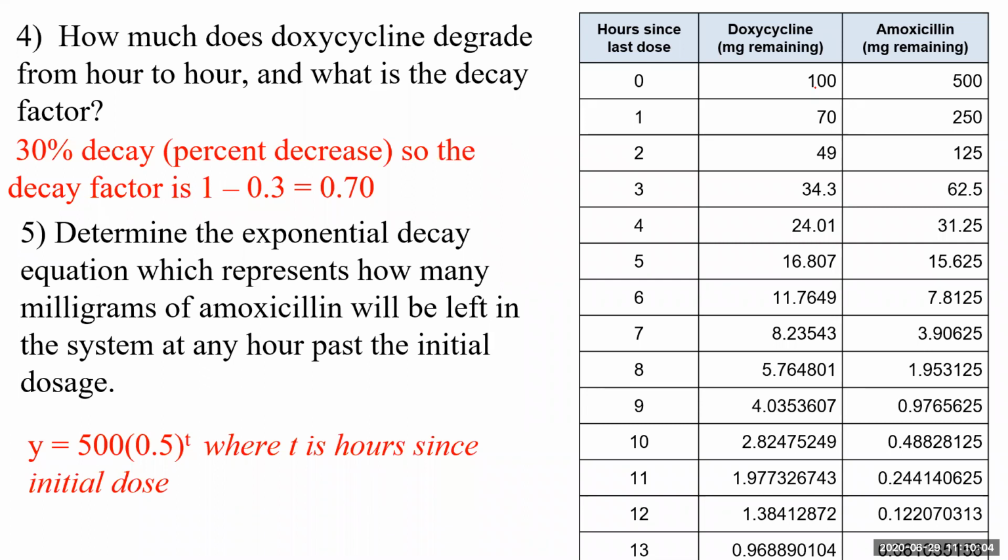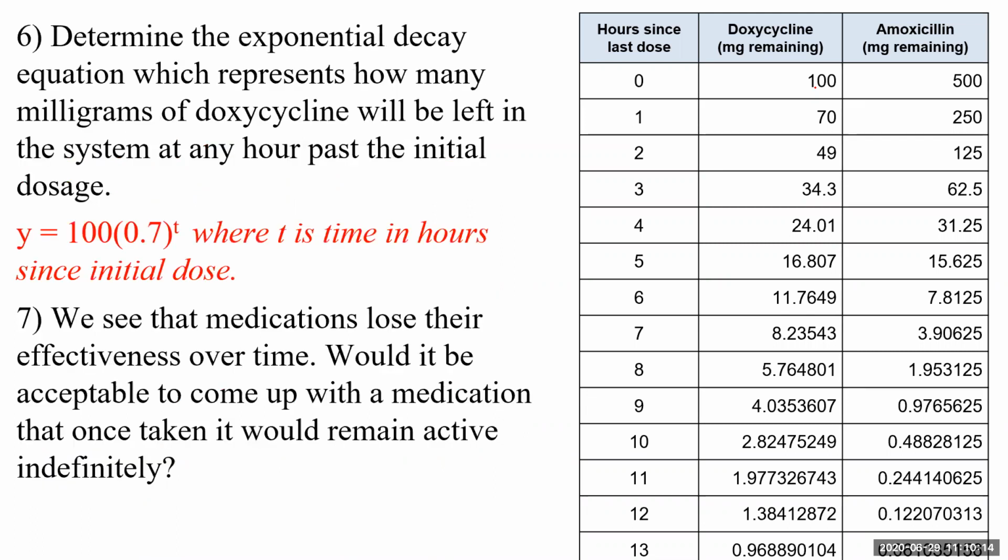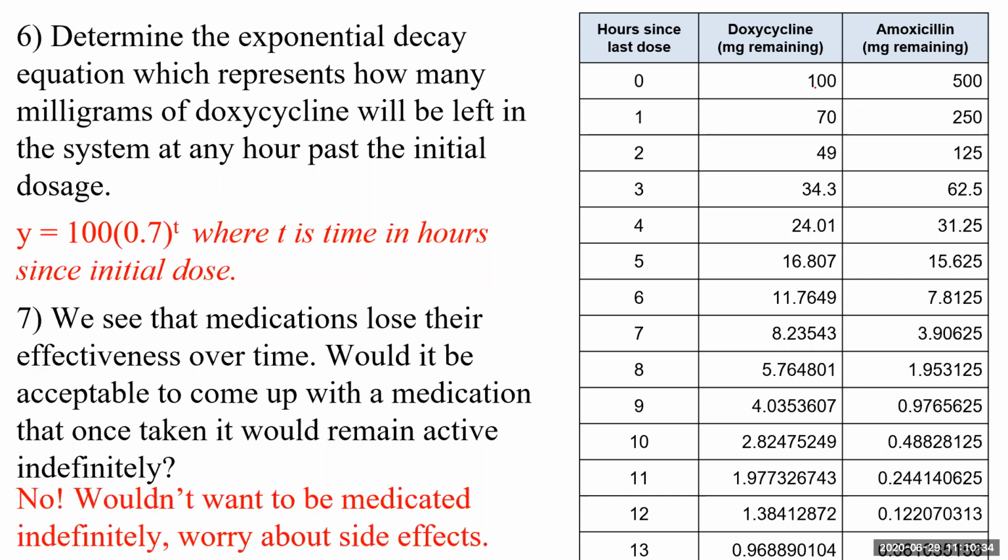So the exponential decay equation for amoxicillin is the initial 500 times the decay factor to the T. And let's look at doxycycline as well. That is 100, which is the initial, multiplied by 0.7 to the T. So we see that the medications lose their effectiveness over time. Now, would it be acceptable to come up with a medication that once taken would remain active indefinitely? Certainly not. We don't want to be medicated indefinitely. Worry about side effects. Okay?